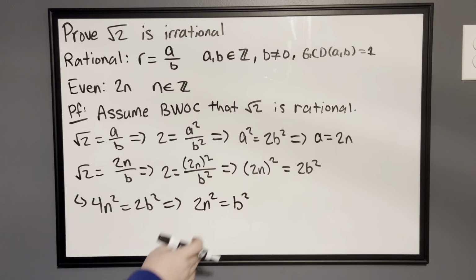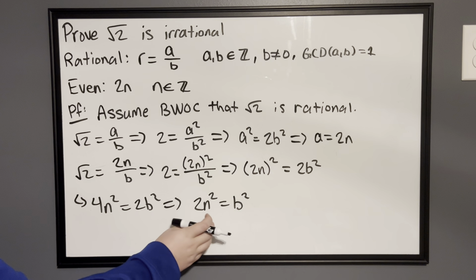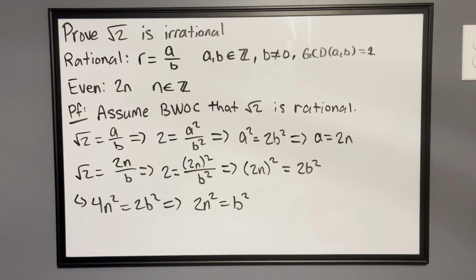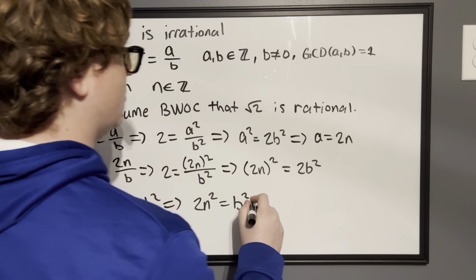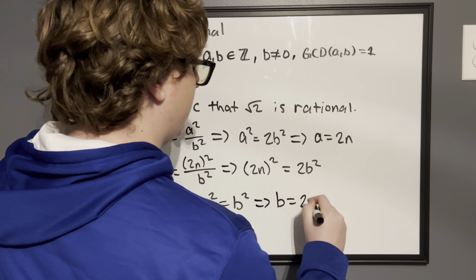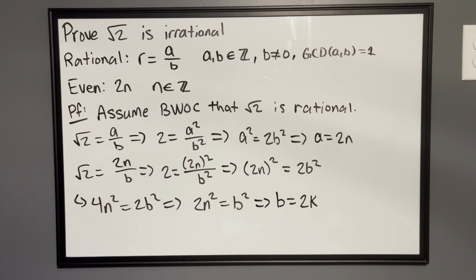So now we have b squared in terms of 2 times a number, and just like in this scenario, that is the definition of an even number. So since b squared is even, b must also be even. That implies that b is equal to 2 times some other number, k, we'll call it. So b is even. So now we know that a and b are both even, and that is a contradiction.